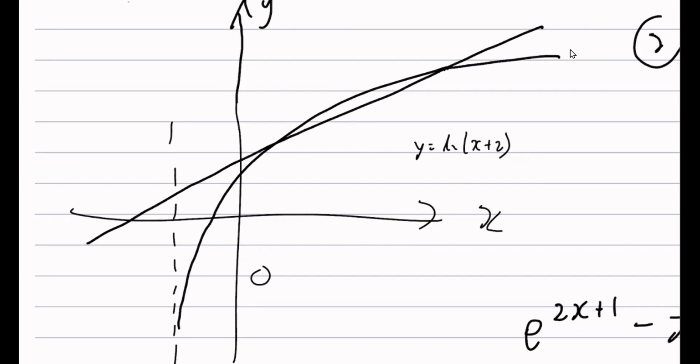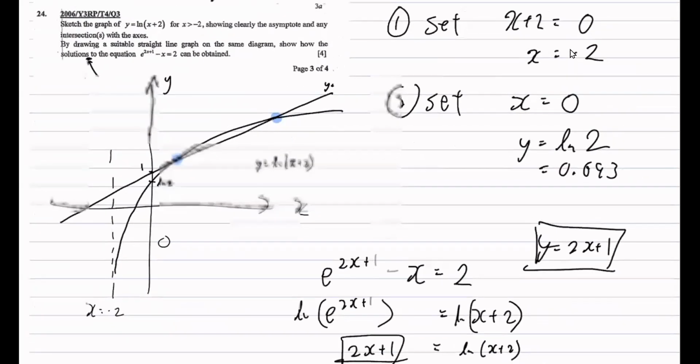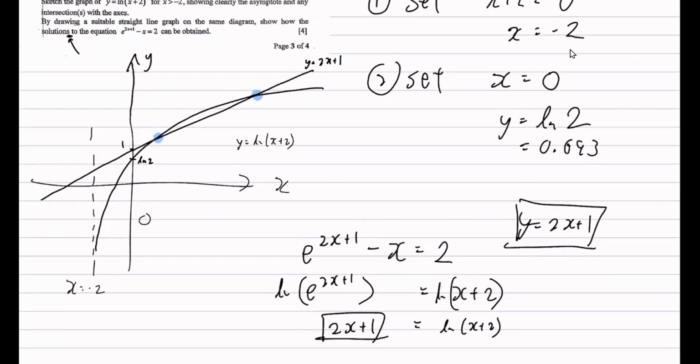Something like this. Can you see? Okay. Then this one will be your ln 2. That will be your 1. This graph is y equals 2x plus 1. The other one is y equals ln x plus 2. Two intersections. That's why they mentioned solutions over there, plural. Two solutions. Look for the x.